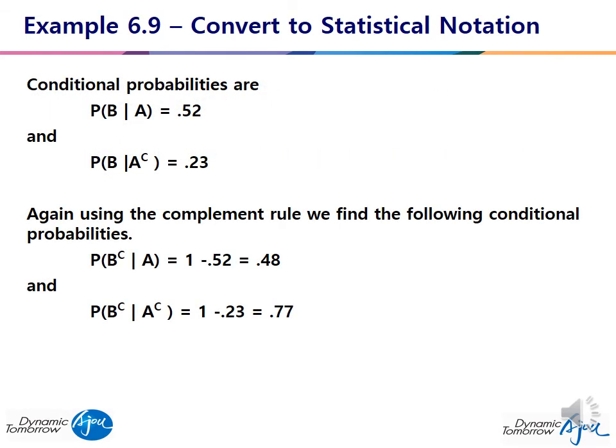So, conditional probability B given A is 0.52. Probability B given A complement is 0.23. Again, using the complement rule, we find the following conditional probabilities. Probability B complement given A is 1 minus 0.52, 0.48. And probability B complement given A complement is 1 minus 0.23, 0.77.